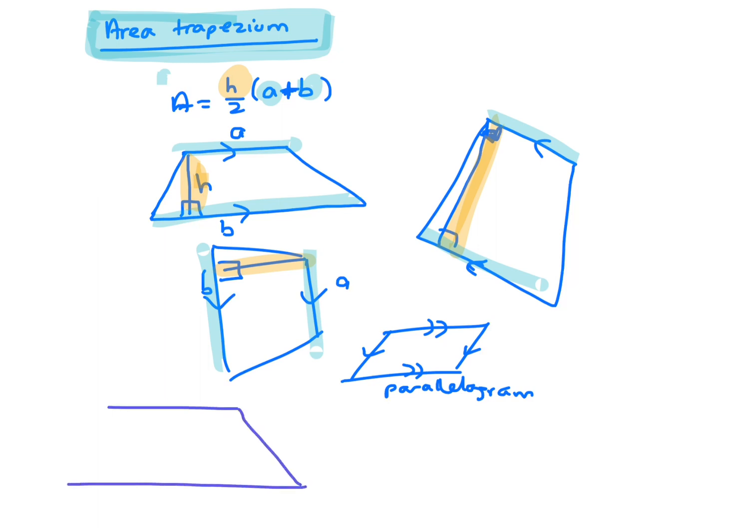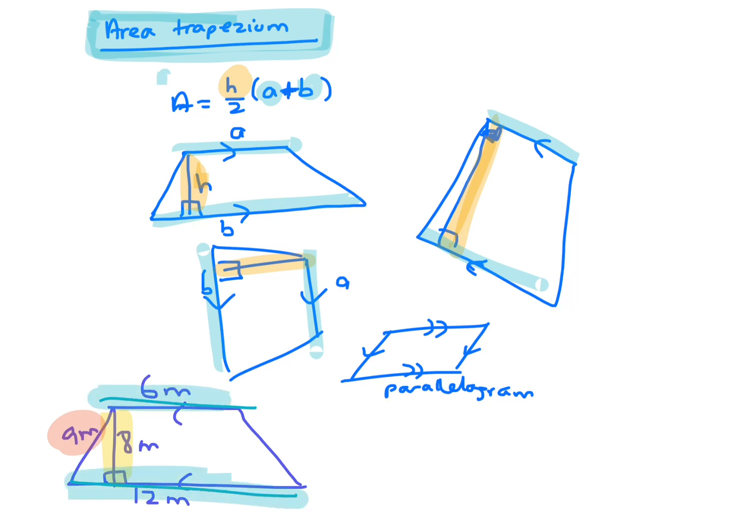So if you have a trapezium like this, and let's just say this was 8 meters and they're parallel, and this was 6 meters and 12 meters, and this here, let's just say that was 9 meters. The main thing is to realize that your perpendicular height is the 8, okay? It's not the 9. That 9 there is just a distraction. You don't need that. That's a sloping height. And your parallel sides are your 6 and the 12, and that's what your A and your B are.